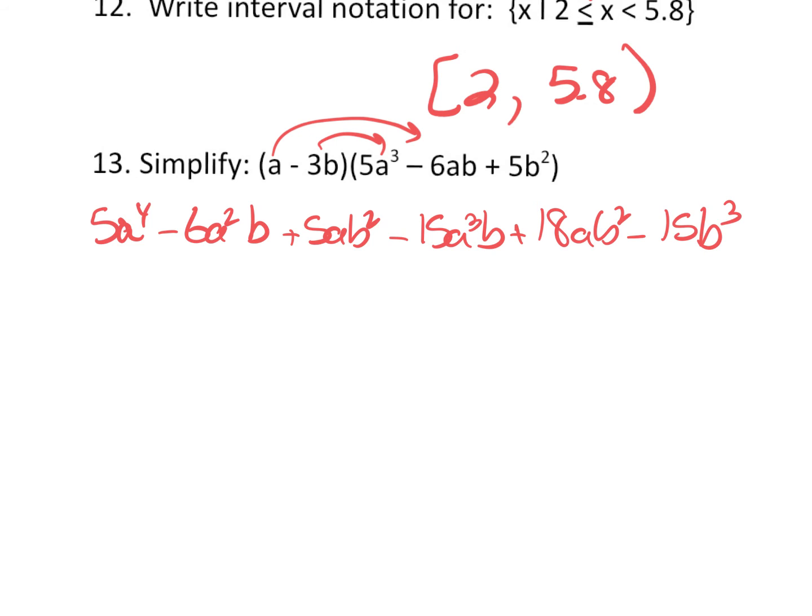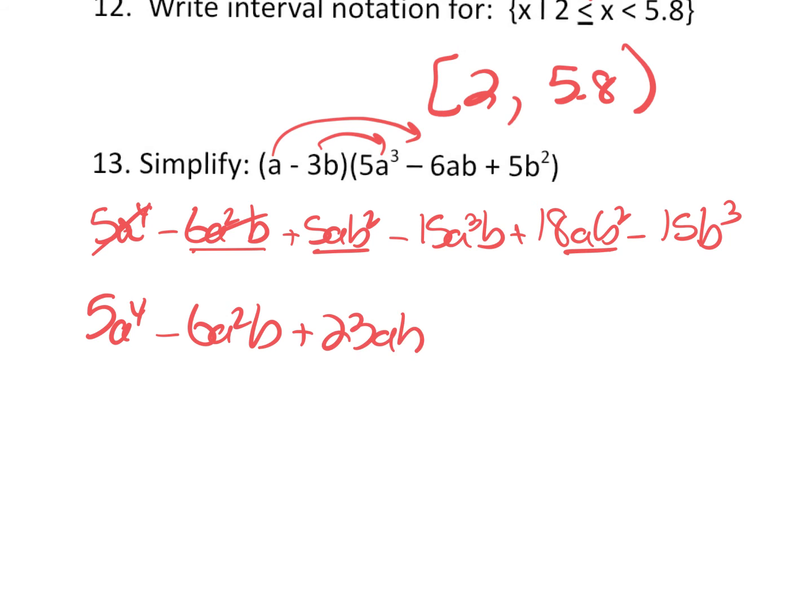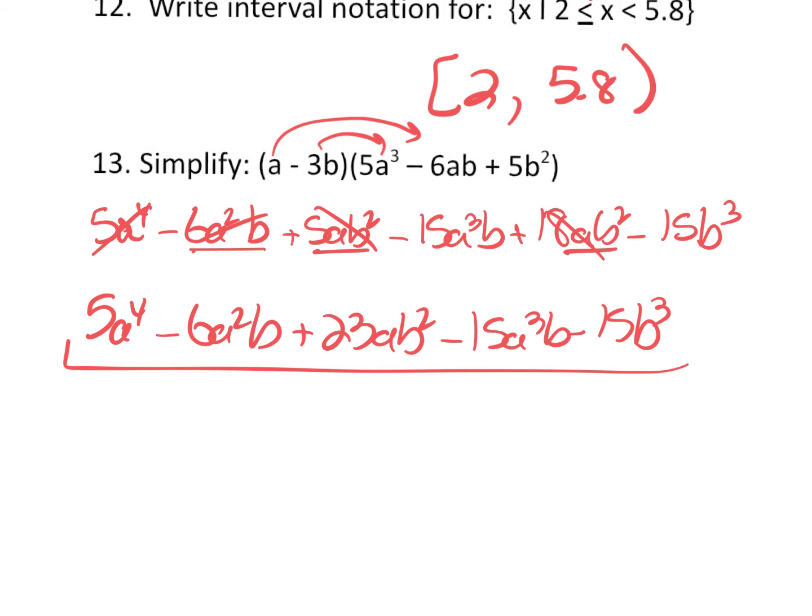Now I'm just looking for stuff I can combine. I know I can't combine anything with the 5a to the 4th. I got a 6a squared b. That's the only a squared b up there, so I'm going to bring it down. 6a squared b. There's a 5ab squared and an 18ab squared. That's 23ab squared. Those two are gone now. And I have a negative 15a cubed b and a minus 15b cubed. So I can only add two things, which is kind of weird. But there's your final answer.